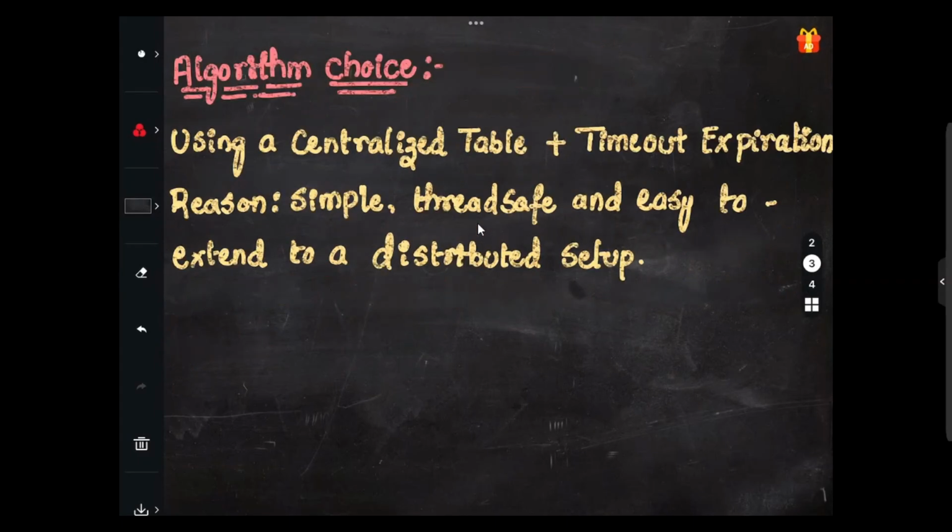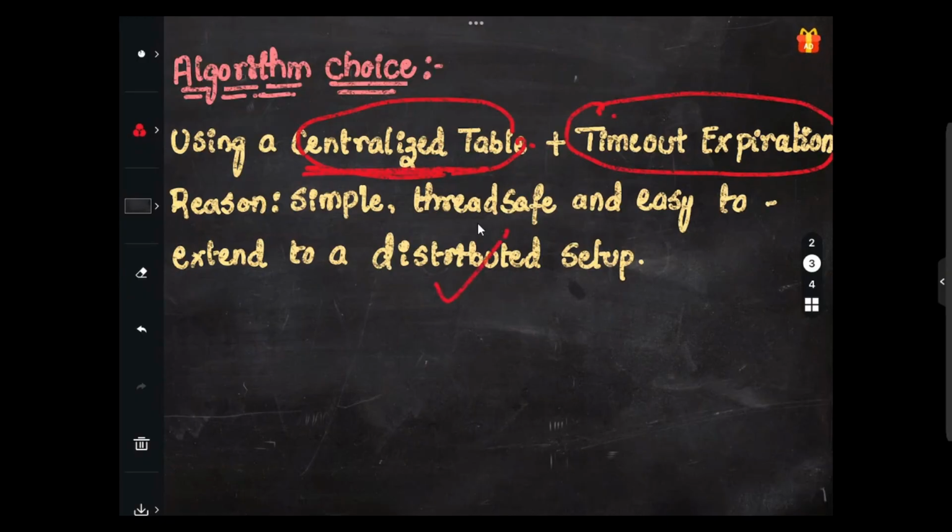Let's move on with further things. Algorithm choice, this is the main thing. What is the algorithm that we'll be going with? We will be making use of a centralized table plus timeout expiration. The reason is it's simple, it's thread safe and easy to extend to a distributed setup.